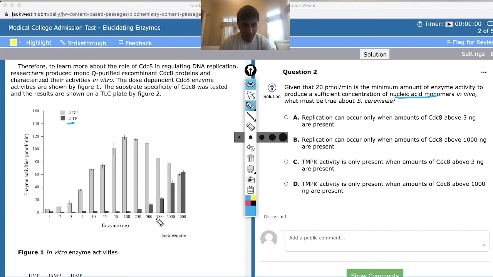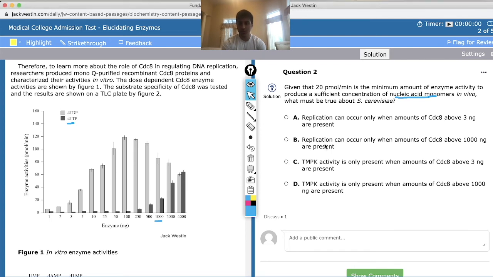That is around here at 1,000 enzyme nanograms. So when we have 1,000 enzyme nanograms, then replication can occur because we have 20 picomoles per minute. So the enzyme has an activity of 20 picomoles per minute. So it's producing 20 picomoles of dTTP per minute. So that is when DNA replication can occur.